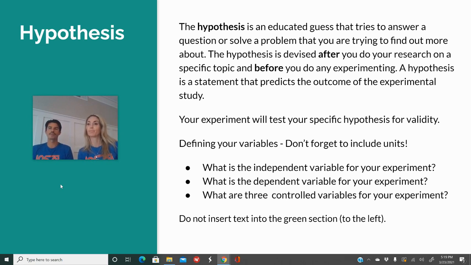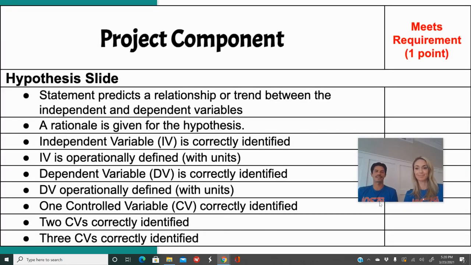Some controlled variables would be the amount of food coloring used in milliliters, the amount of light exposure, and the temperature of the system we are studying, for a total of 9 points.